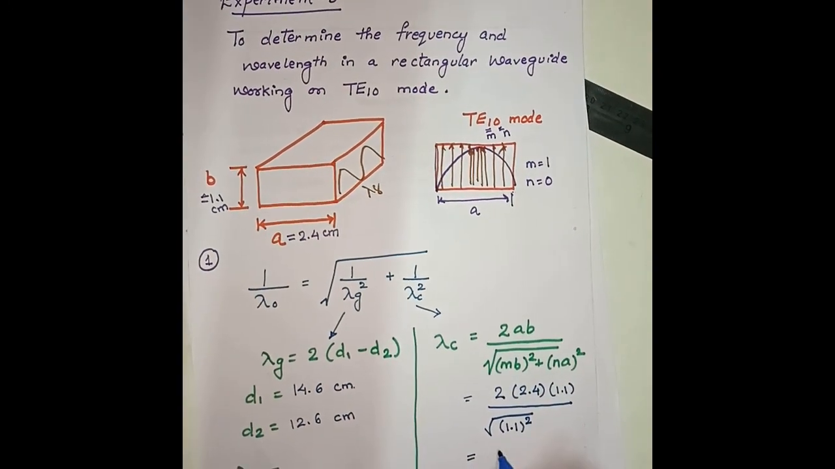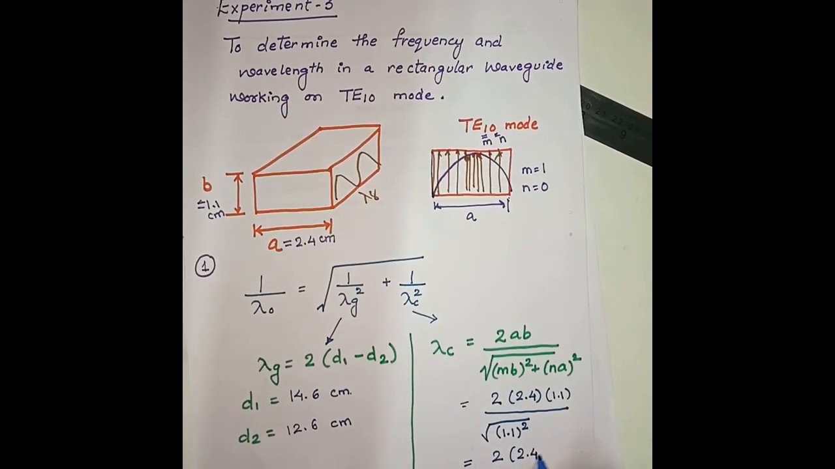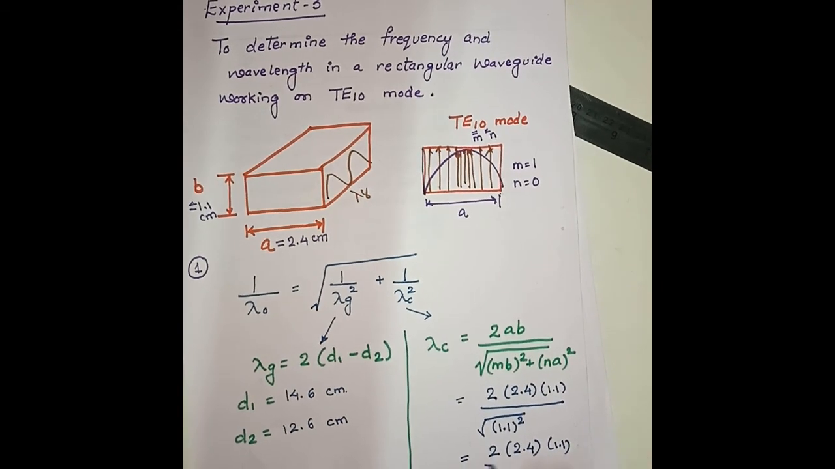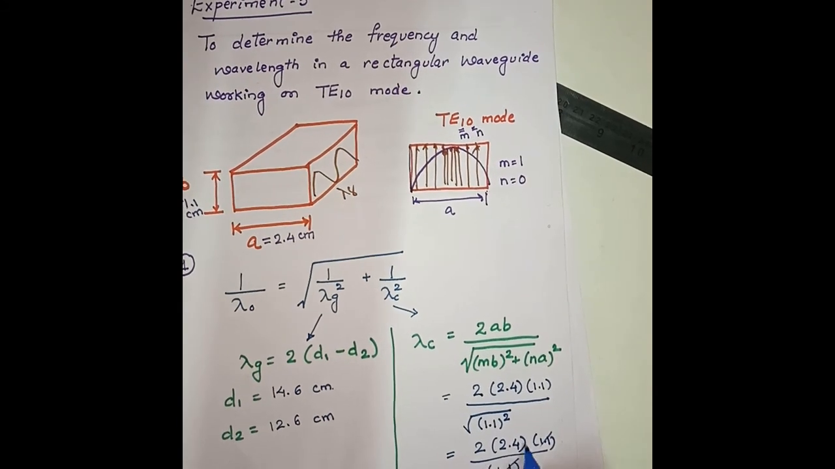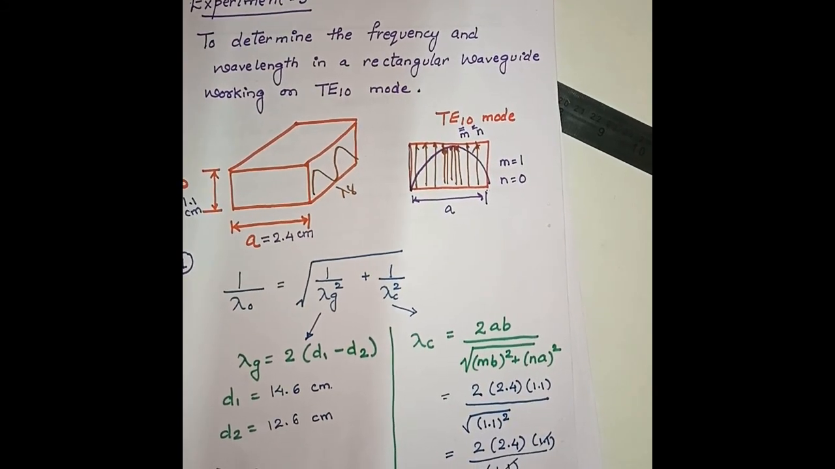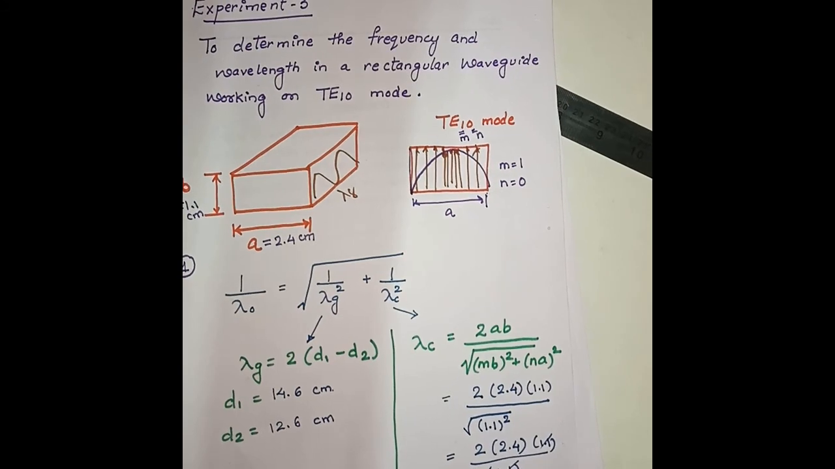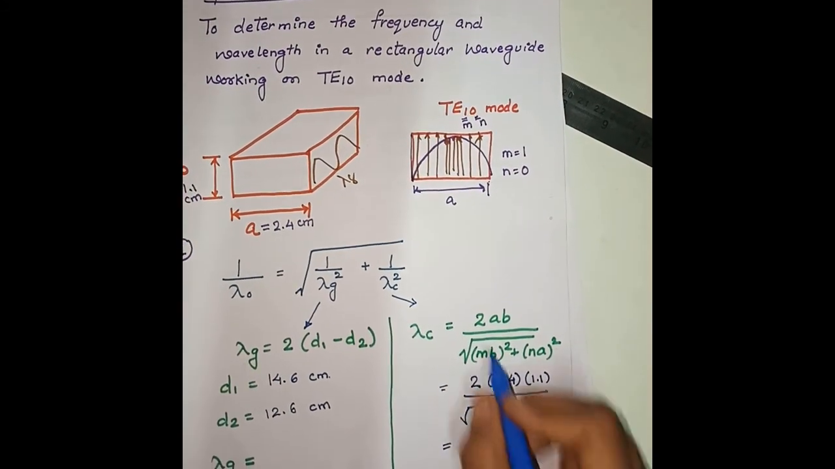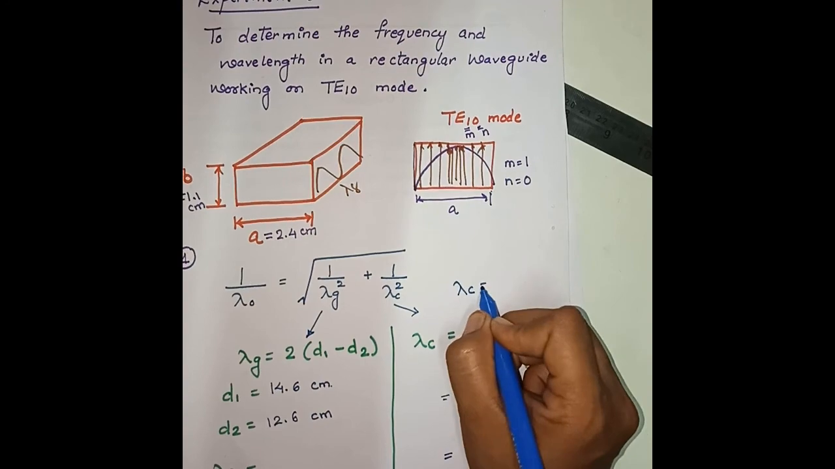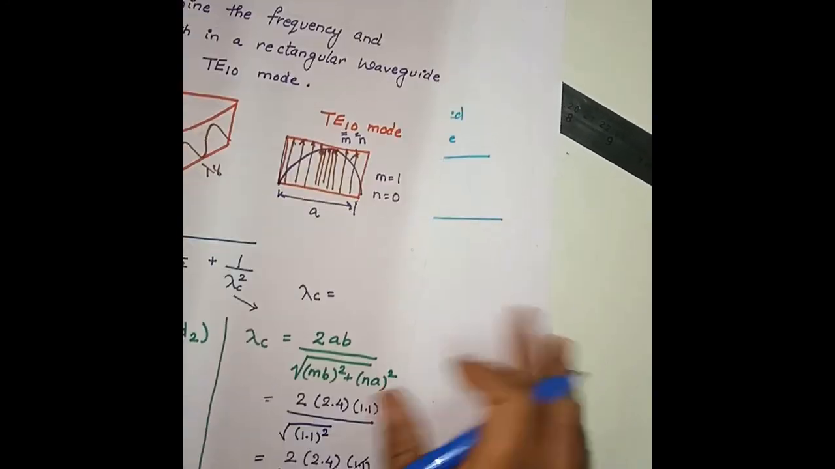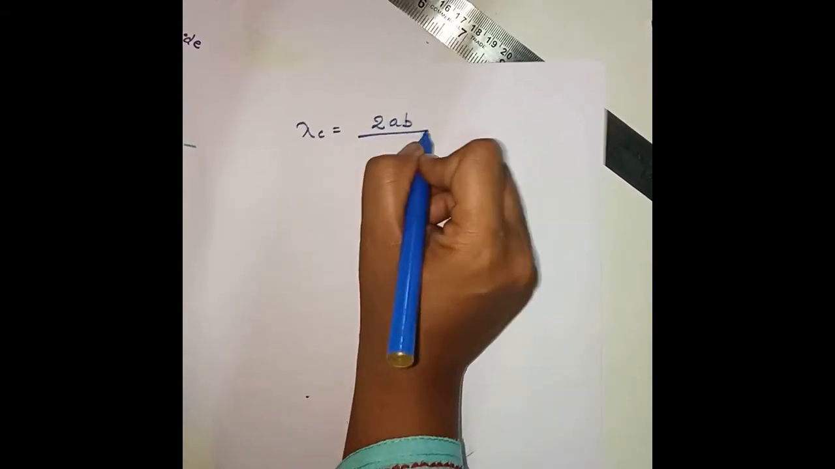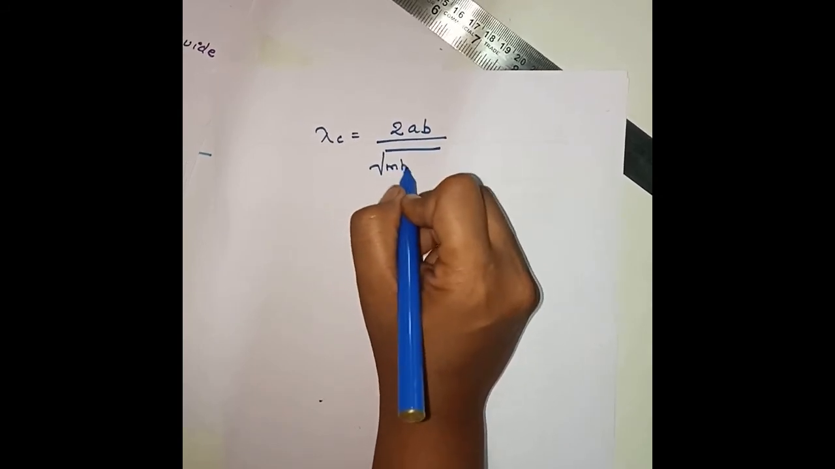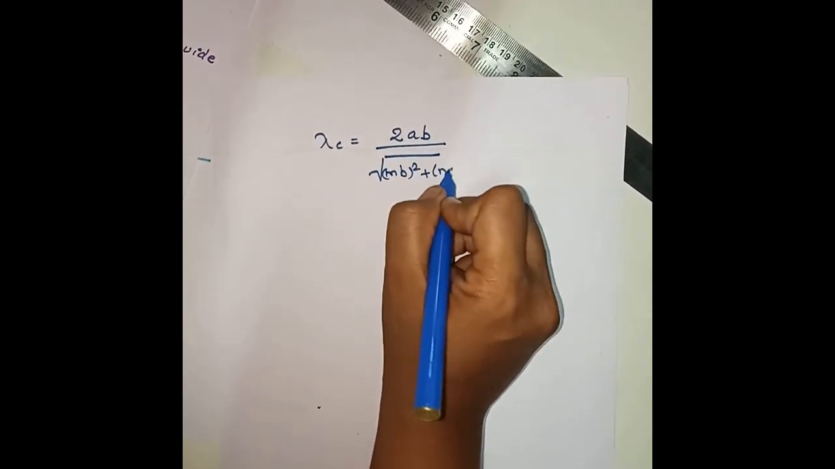So the answer is 2 multiplied by 2.4 into 1.1 divided by 1.1. So 1.1 cancels, and the answer will be 4.8 centimeter. So overall, for TE10 mode, lambda c is equal to 2ab divided by the square root of (mb) square plus (na) square.